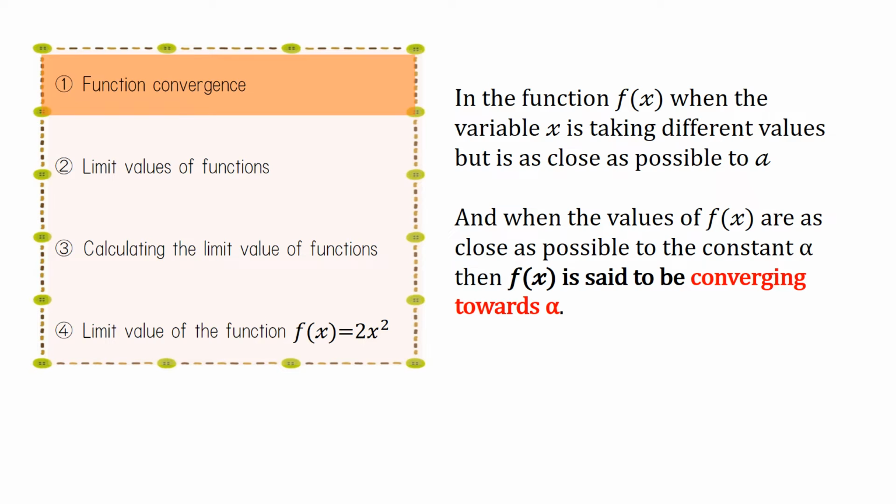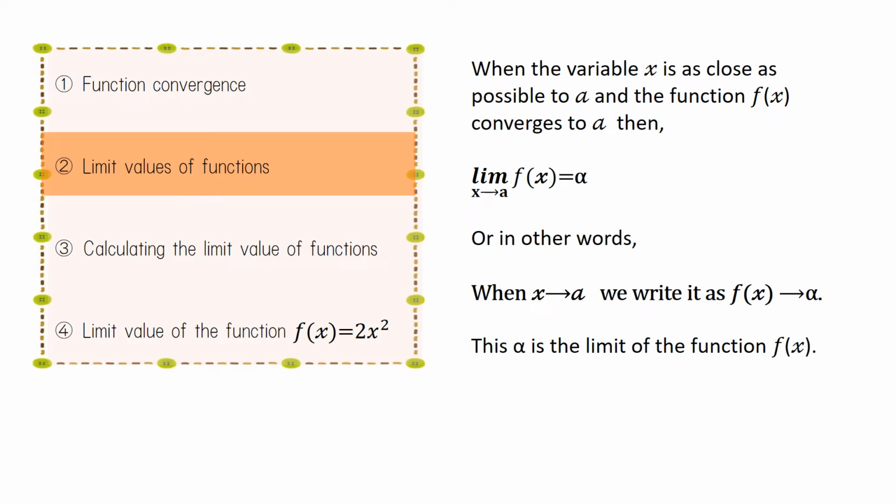In the function f of x, when the variable x is taking different values but is as close as possible to alpha, and when the values of f of x are as close as possible to the constant alpha, then f of x is said to be converging towards alpha.